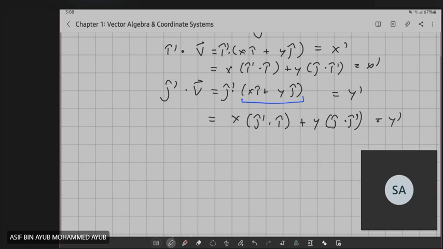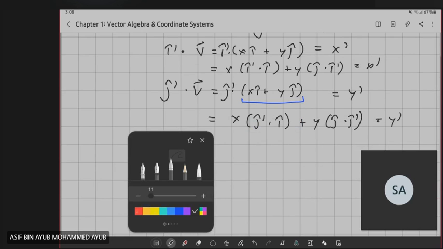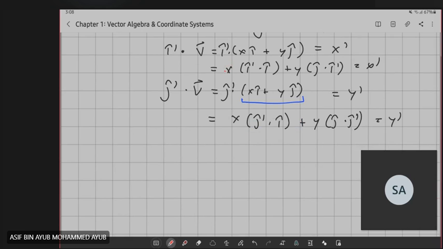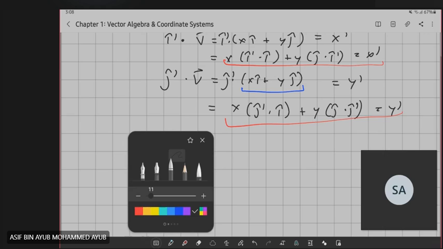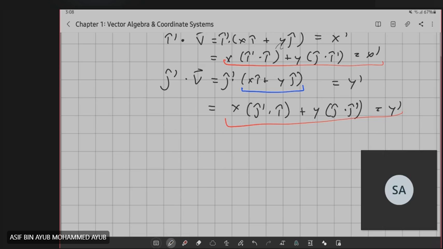Now, if I look at these two equations, I can organize them in a matrix. If you've taken linear algebra, this would be quite familiar. What I mean is that these dot products here can be the components of a matrix. They're the elements of a matrix. So let's look at it like this.